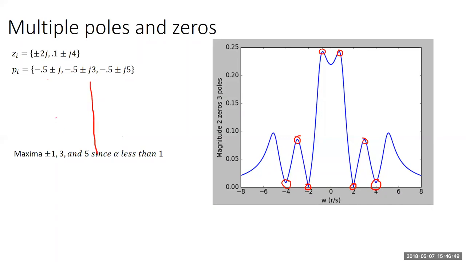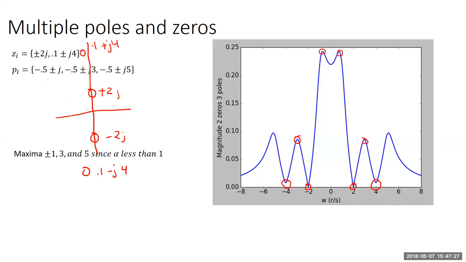If we looked like this, so plus or minus 2j, I have a zero here and here at plus 2, minus 2. Then I have another one at 4, and it's just a little bit to the side, right? 0.1 minus j4, 0.1 plus j4.